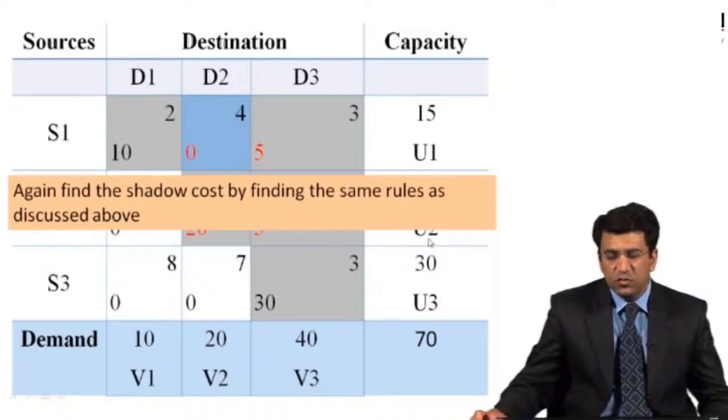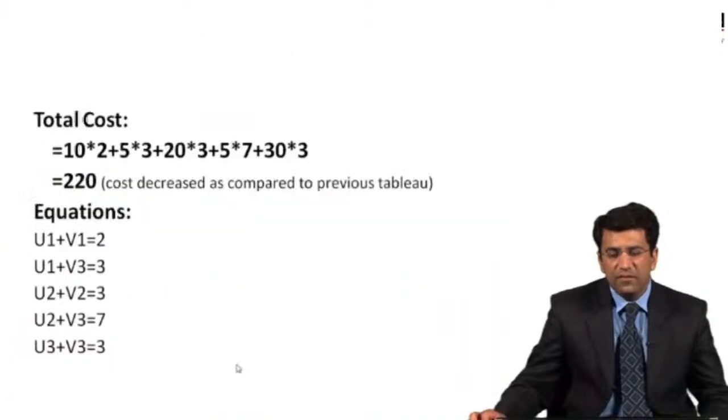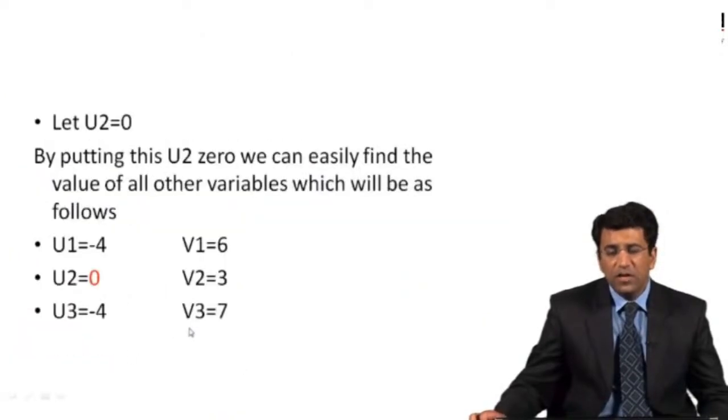So again u2 plus v3 will be equal to 3. This is the next equation. So again, one by one, if we compare this u and v with the per unit cost, we will have these different equations. Now again, in order to find the values of these variables, let u2 is equal to 0.